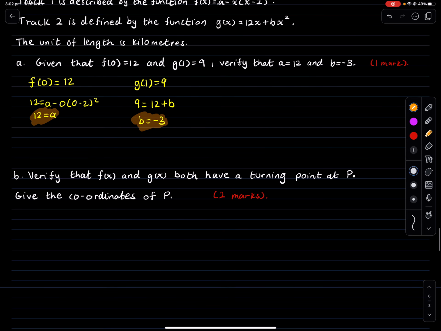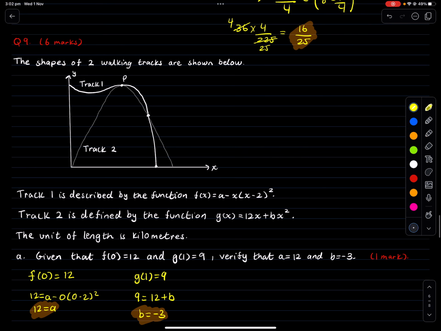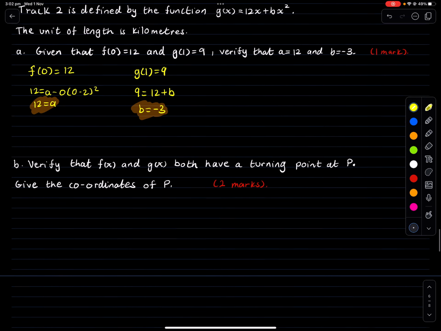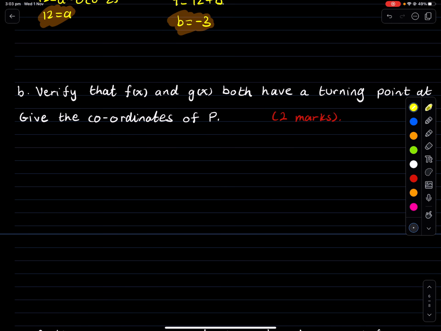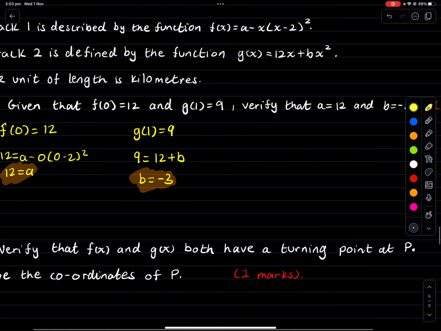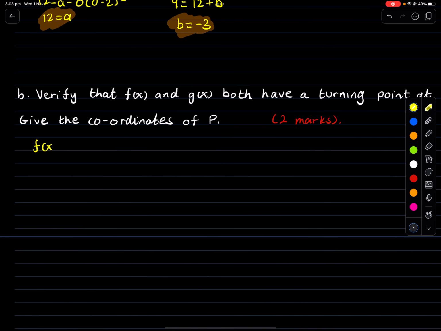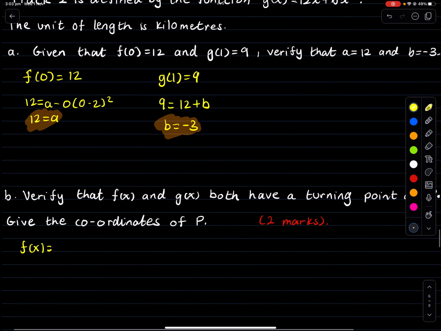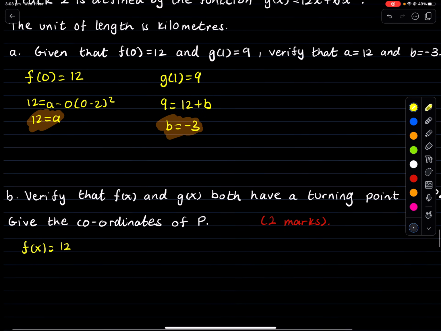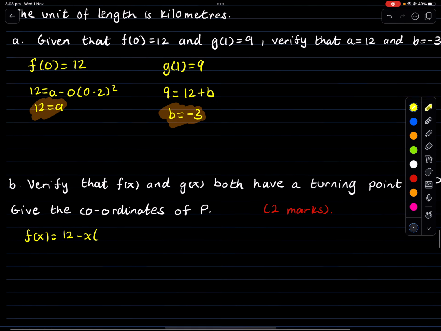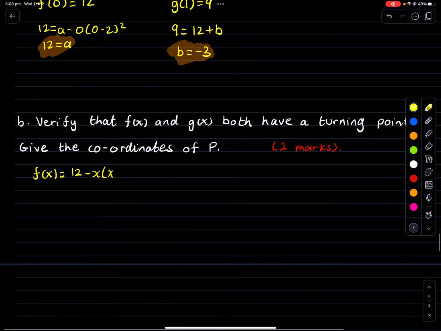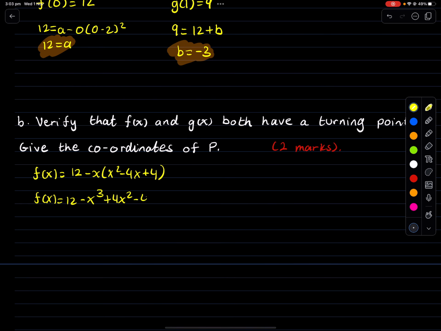Next question. Verify that f of x and g of x both have a turning point at P. Give the coordinates of P. As we can see, there is a point of intersection at P. So first we'll find f dash of x. Because we know a is 12, we write 12 minus x, and this can be simplified as x squared minus 4x plus 4.